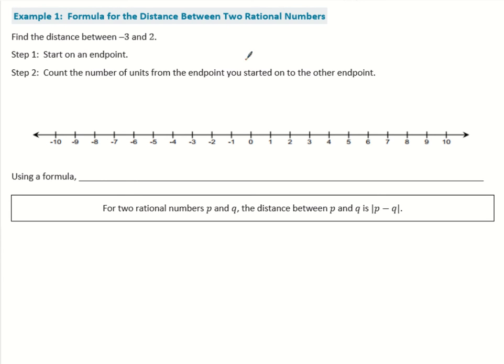So for this, it's asking us to find the distance between -3 and 2. So step 1, start on one of our endpoints. So we're going to start on -3 and just count the number of units from this endpoint to the other endpoint. Okay, well, my other endpoint's 2, so 1, 2, 3, 4, 5. Well, that was easy. That means my distance is 5.